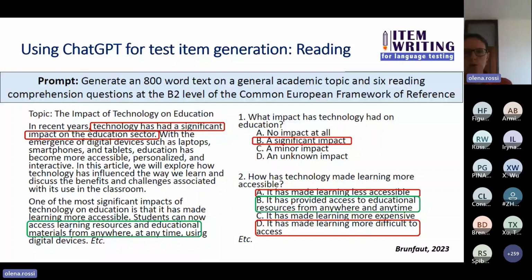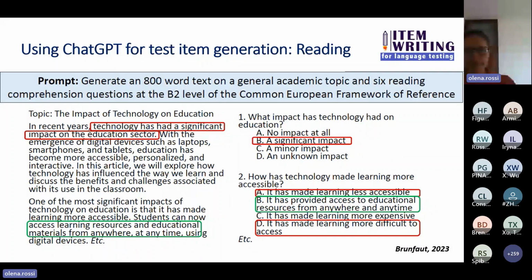In her talk, Professor Bronfort also noted that the text itself was quite good, interesting to read, very well structured, and suitable for B2 level. I would argue that the text was suitable for B2 level because the prompt contained the instruction to produce a text on an academic topic, not because the prompt asked for a B2 level text. As we've just seen, GPT does not understand CEFR levels.